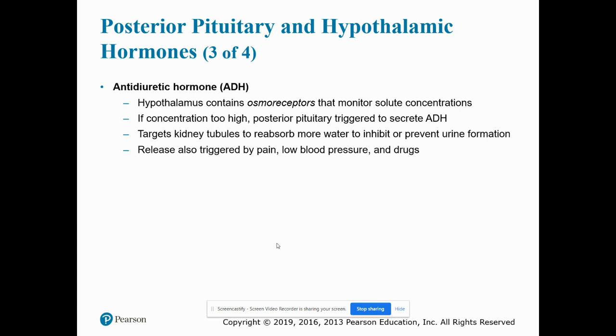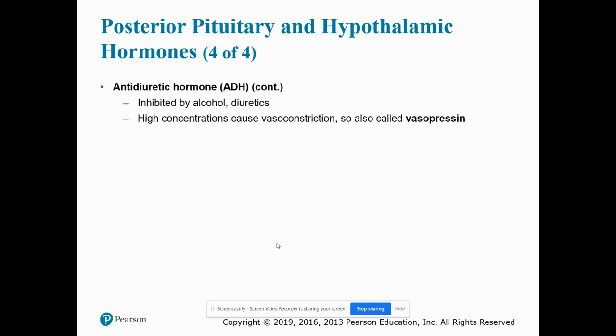It is also released, or it's triggered to be released by pain, low blood pressure, and then some drugs. It is inhibited by alcohol and diuretics, and high concentrations of ADH cause vasoconstriction, so it's also called vasopressin.